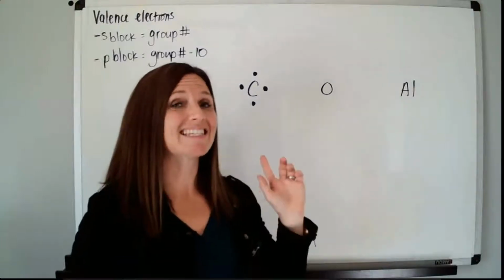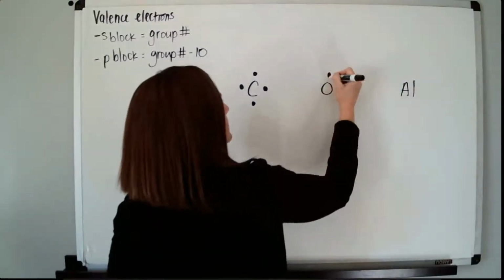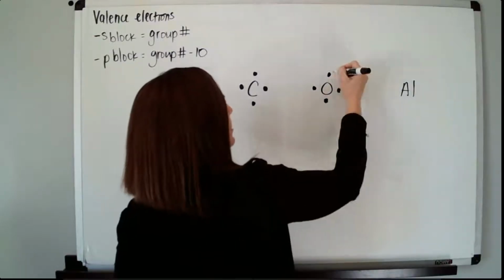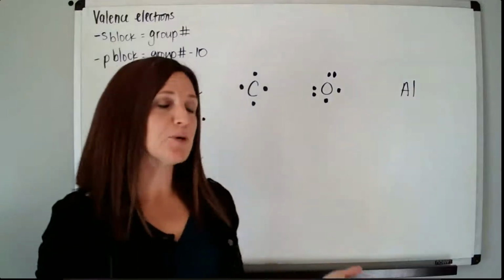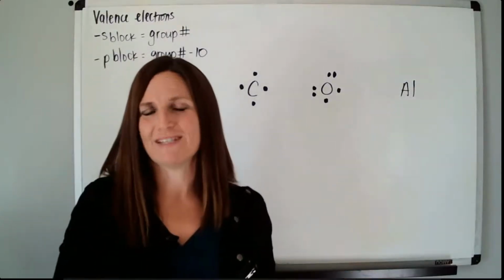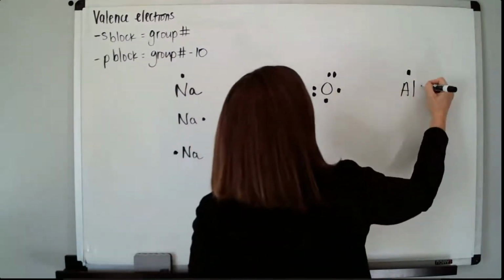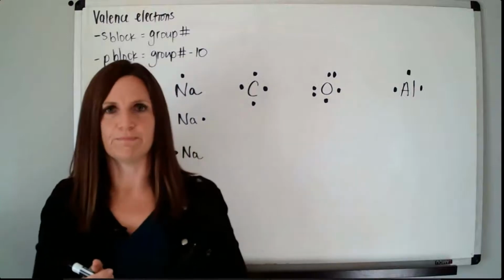Oxygen is in group 16, so oxygen has 6 valence electrons. 1, 2, 3, 4, and then I keep going, 5, 6. The last one on my list here is aluminum. Aluminum is in group 13, which means it has 3 valence electrons, and so we'll put 1, 2, 3 dots around aluminum.